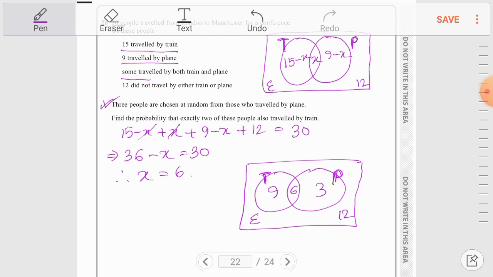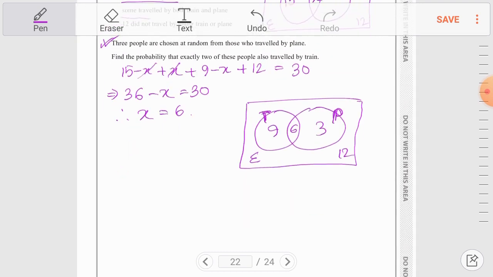3 people are chosen at random from those who traveled by plane. Okay, so 3 people are chosen at random, but they are always chosen from this region, from people who traveled by plane. But it doesn't say people who traveled by only plane, but says that they did travel by plane. Find the probability that exactly 2 of these people also traveled by train. So out of the 3 people we chose, 2 must have traveled by train.